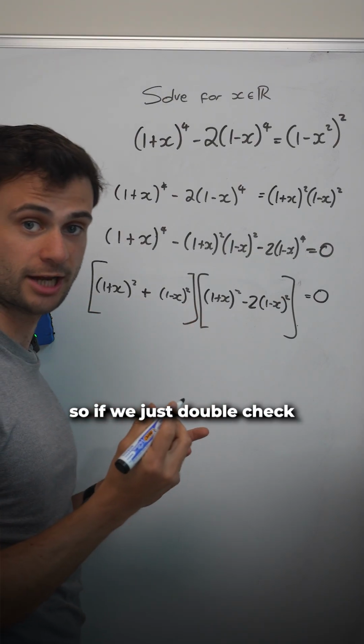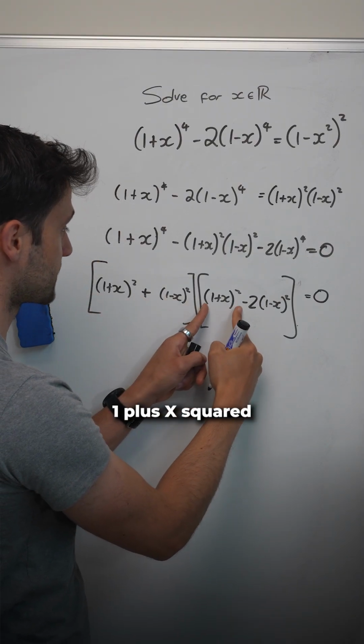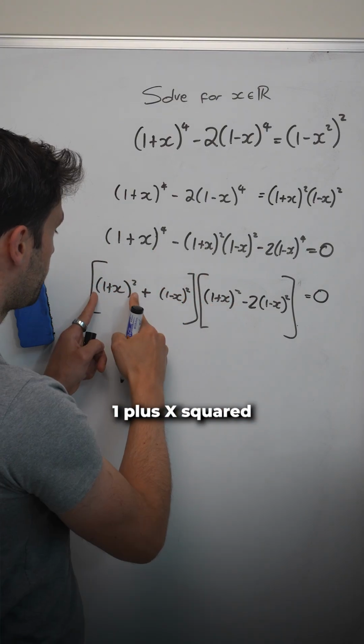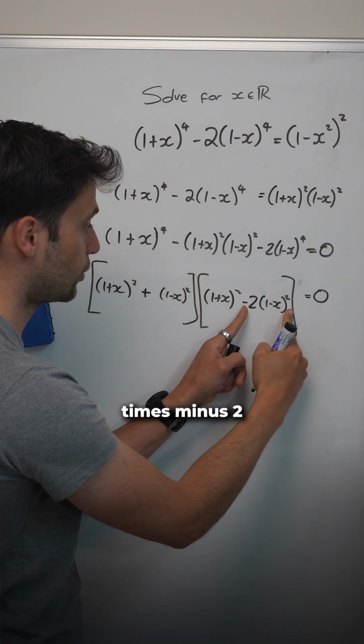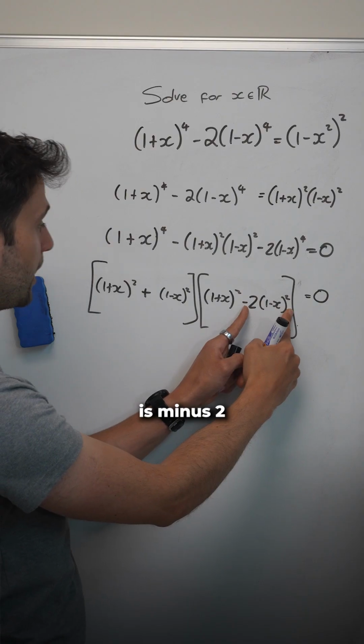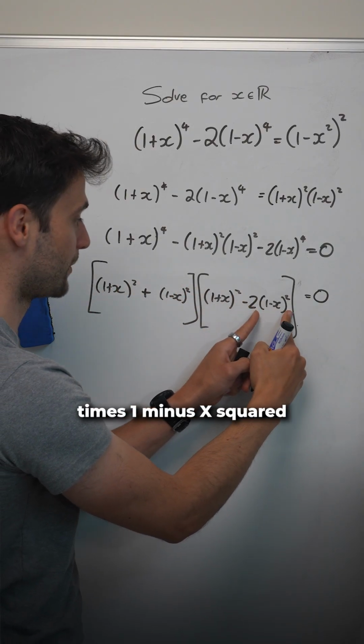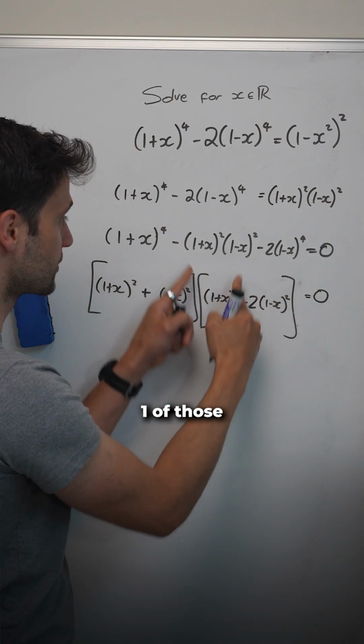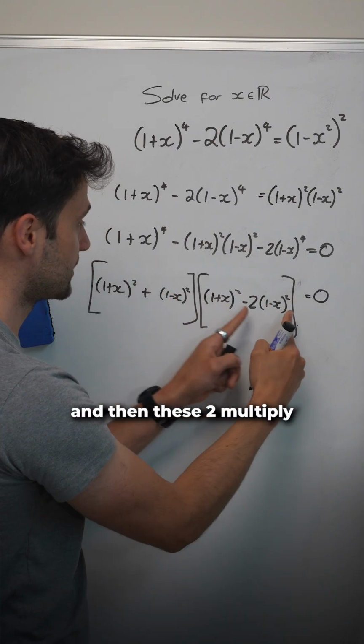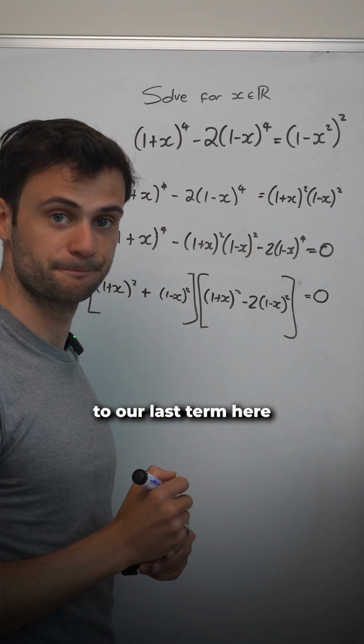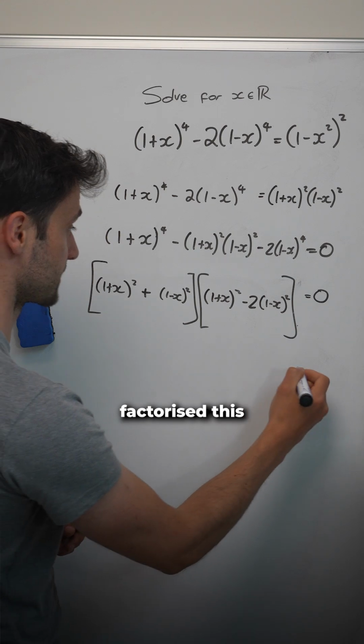So if we just double check that this works, 1 plus x squared times 1 plus x squared is 1 plus x to the power of 4. 1 plus x squared times minus 2, 1 minus x squared is minus 2, 1 plus x squared times 1 minus x squared. But then we're adding one of those back to get our middle term, and then these two multiply to our last term here. So we've successfully factorized this, which is great.